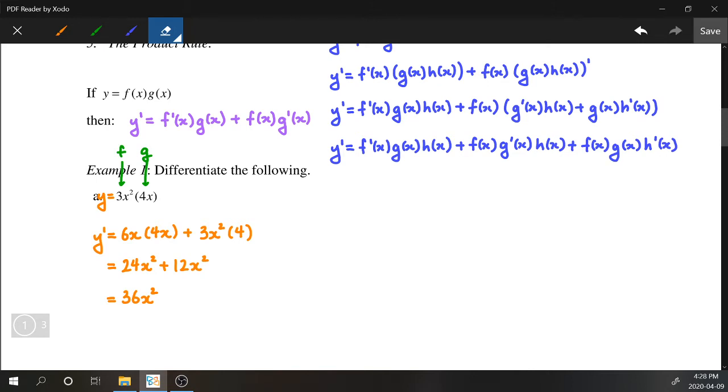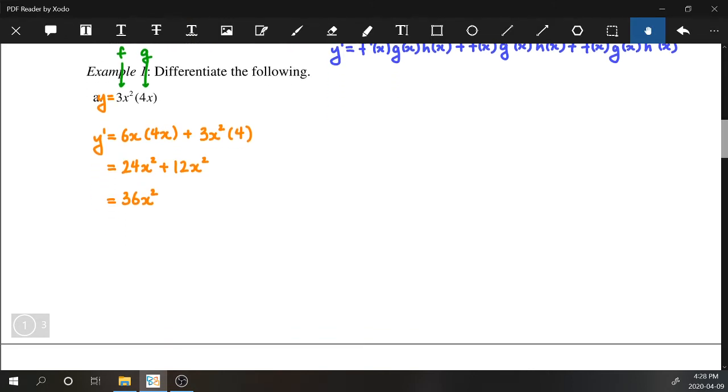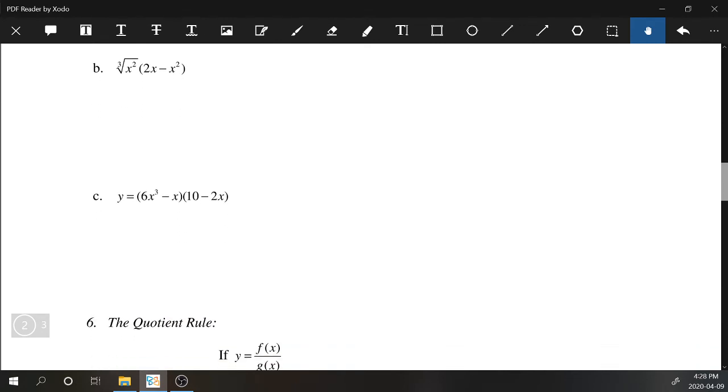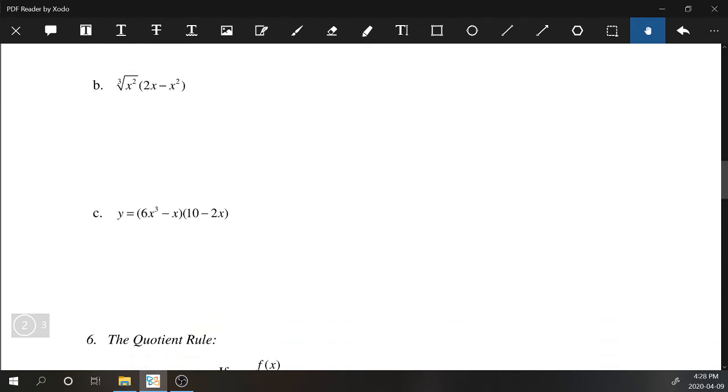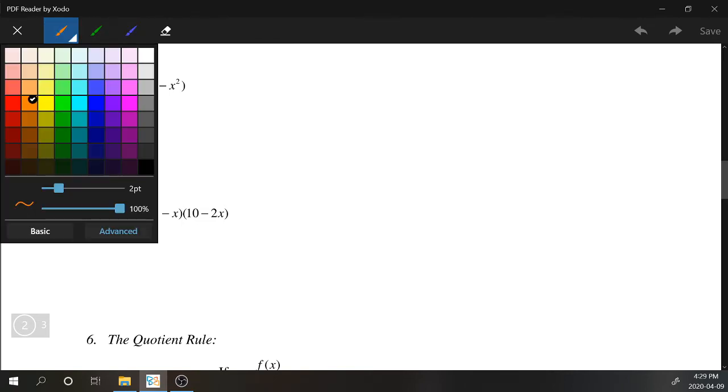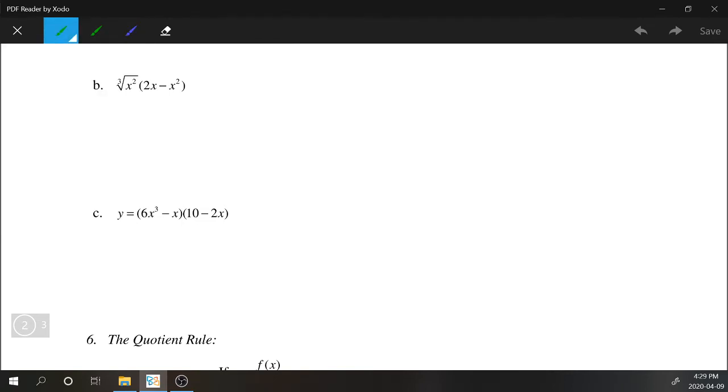So let's go over a couple more examples just to demonstrate the rule again. So a couple more. So first one here, we're going to go ahead and rewrite the terms. It's always a good idea. Makes life easier for us. So we're going to write this as y equals, and then x to the 2/3 power, and then 2x minus x squared.